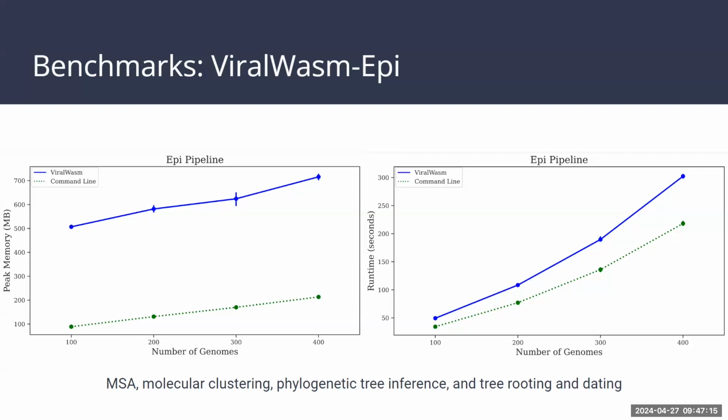And then for the runtime, even when you're up to 400 genomes, the large bulk of the runtime and the memory is when you're trying to do tree inference, rooting and dating. But even when you're hitting the higher numbers, you're only slowing down by like 50 seconds or so out of a run of a couple of minutes.